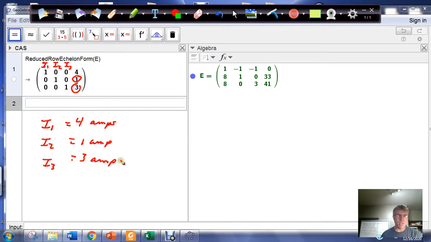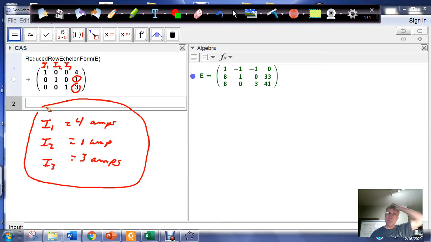So again, we want to keep the units on these, and that is the electron flow measured in amps through each of the branches in that electrical circuit.